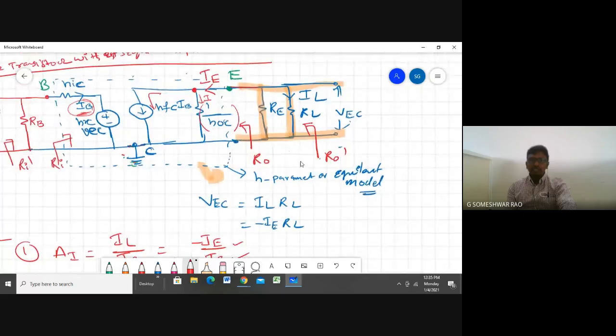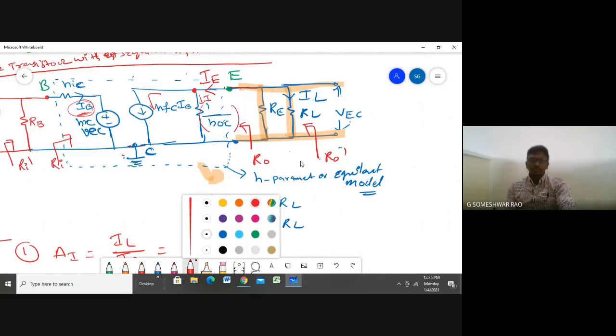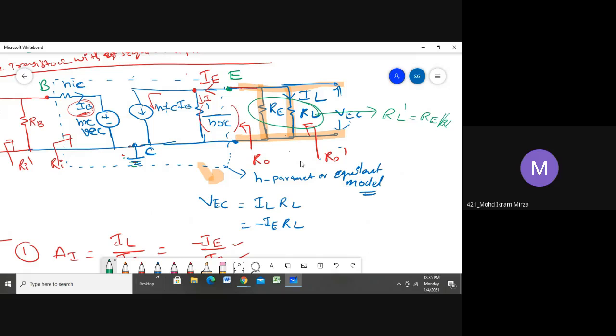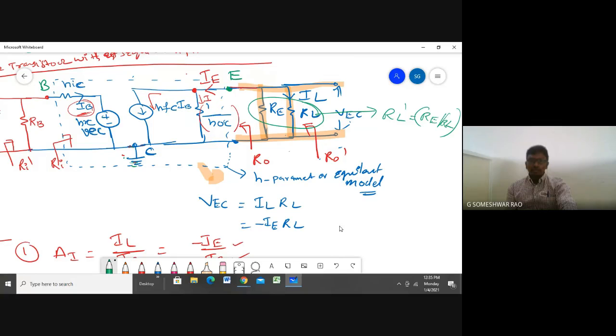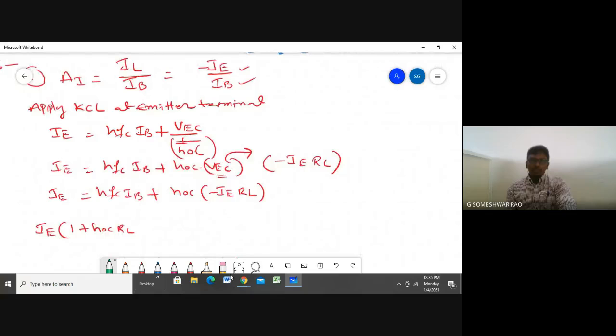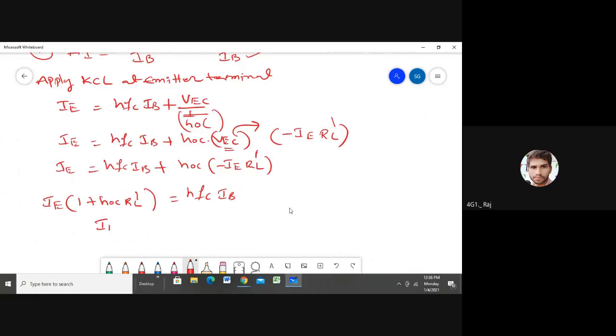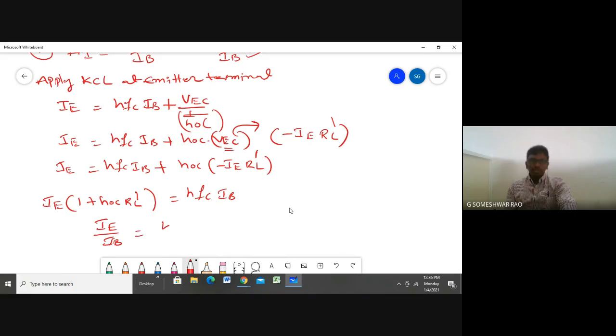What is this RL dash? Can you say something about this one? RE in parallel to RL. Very good, RE in parallel to RL. So therefore, 1 plus HOC into RL dash, which is equal to HFC into IB. So what is the ratio that we require? Can I say IE by IB? IE by IB is equal to HFC by 1 plus HOC into RL dash.